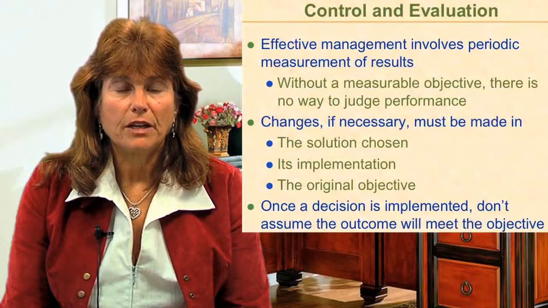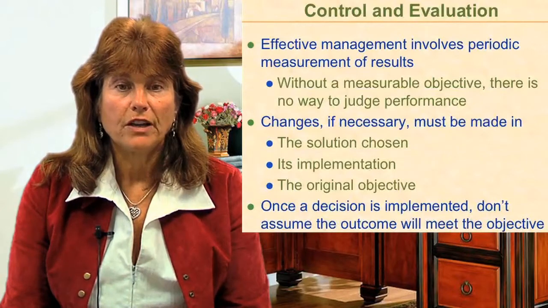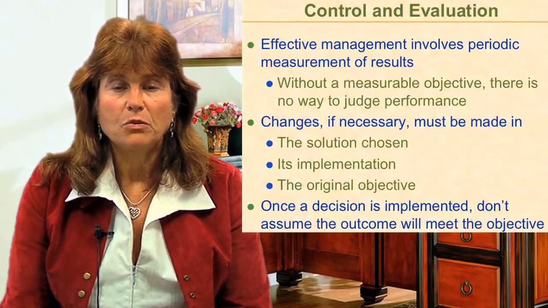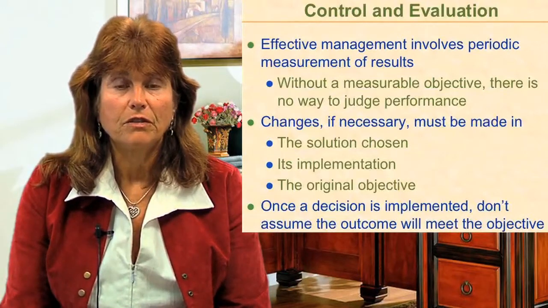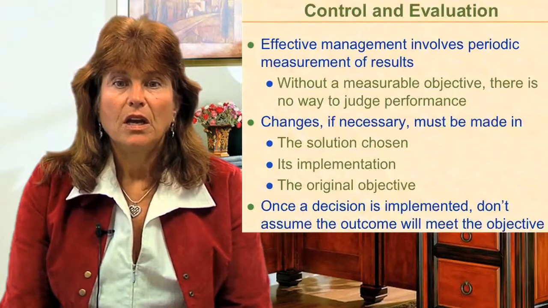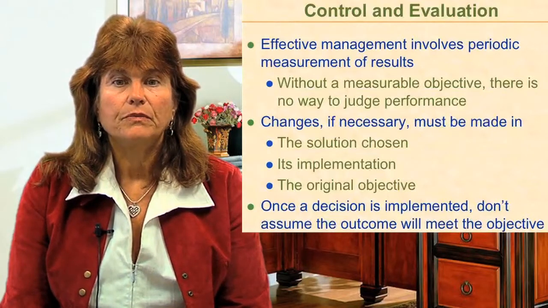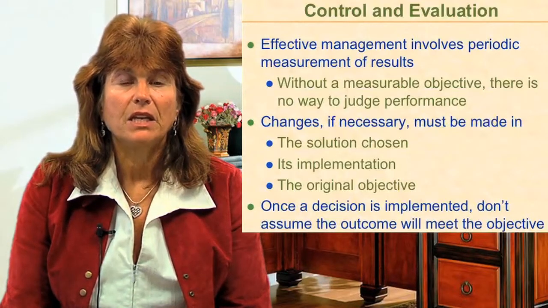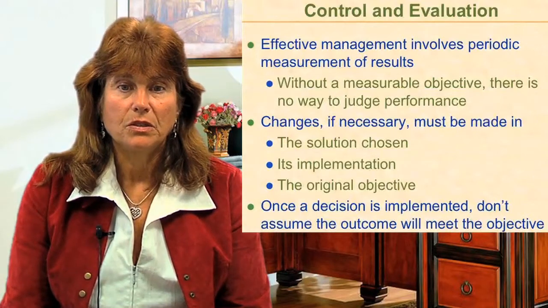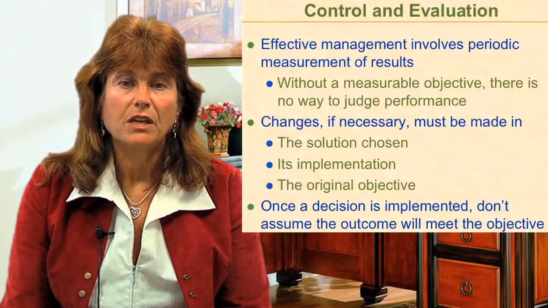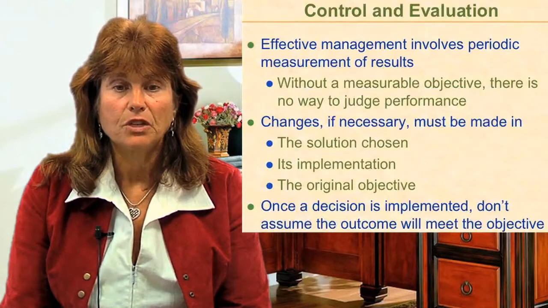Effective management usually involves periodic measurement. We always have control and evaluation. If we don't have a measurable objective, then we don't have any way to determine if our decision was effective and if we've achieved the performance that we want. Changes must be made in the solution chosen if we're not achieving performance, in how we're implementing it, and maybe going back and taking a look at our initial objective.